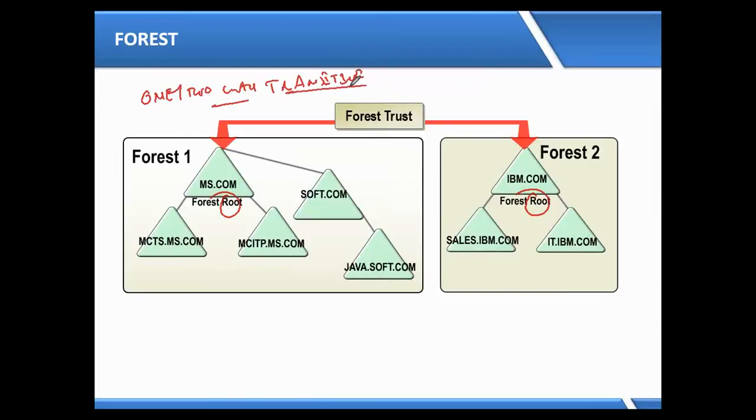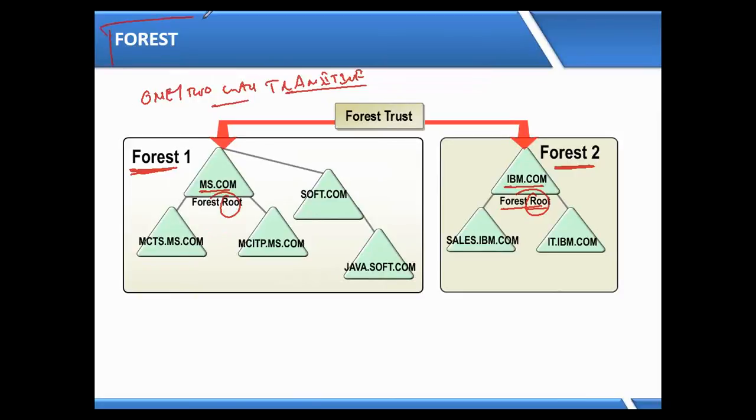That means, once I configure a trust between MS.com and IBM, the two roots, any user from Forest 1 can log into any domain present in Forest 2. Vice versa, any user present in Forest 2 can be authenticated in Forest 1. So you don't need to manually configure a trust between the other domains. This type of trust is called a Forest Trust.